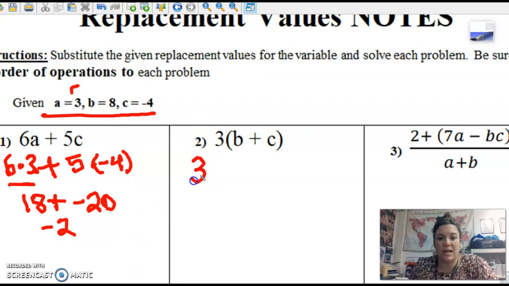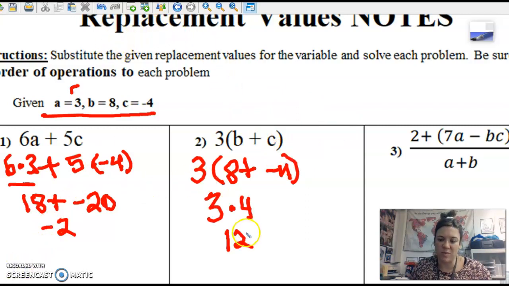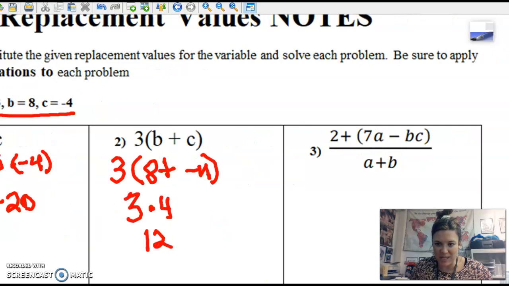I'll tell you how to set it up. The A is 3, the B is going to be an 8, and my C is a -4. All right, use order of operations. See if you can get the same answer as me. Pause right here. All right, check your answer with me. I got 12 for number 2.